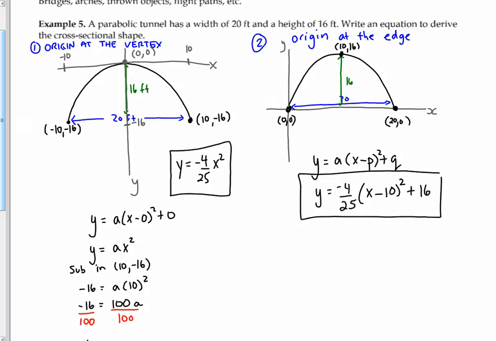Okay, now we're done. This is good. That's it for today's lesson. Basically the theme is making the equation in vertex form. If you don't know your a value, you have to sub in a point and solve for it.